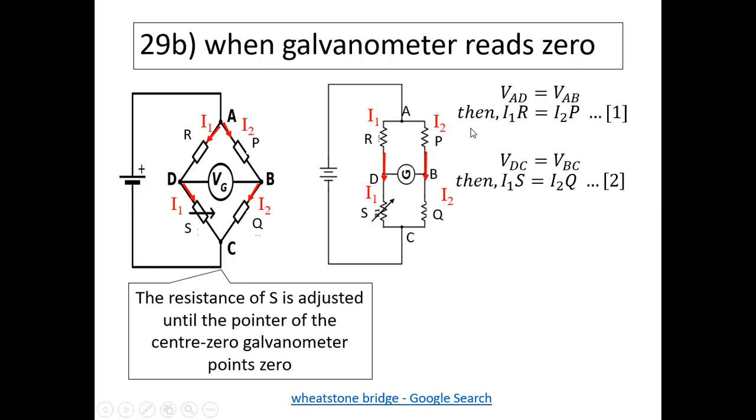And the current is the same: I1 times S, I2 times Q. That's the second equation, and then we just divide them. R divided by S, I1 and I1 cancel off, and I2P divided by I2Q, cancel the I2. You take the S across, and we get PQ over S. So the main thing to remember is this ratio: R over S is P over Q, the two ratio arms.